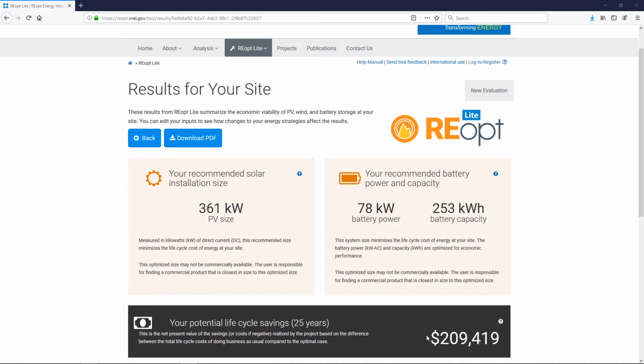If you get a zero size recommendation, that means the technologies evaluated are not economic based on your modeled assumptions. In other words, it's more cost effective for you to continue purchasing electricity from the grid. You could use the back button to return to the REopt Lite inputs page and try alternative assumptions, such as lower technology costs or higher incentives.